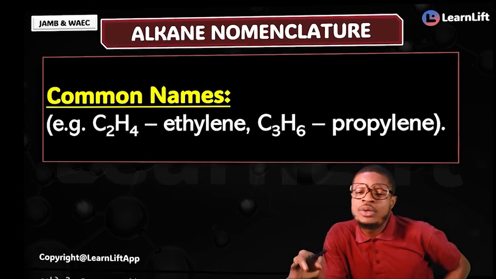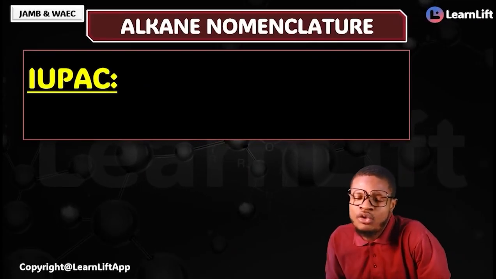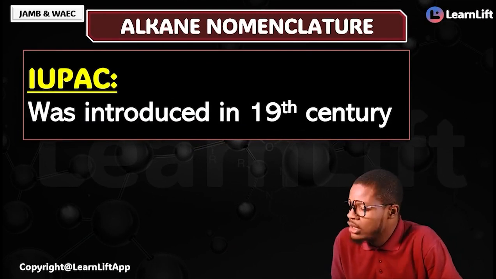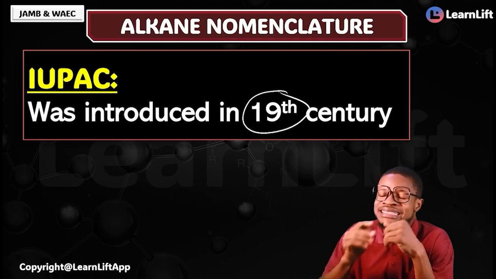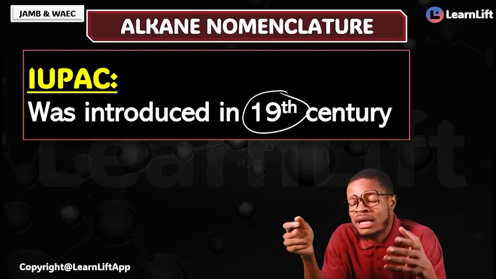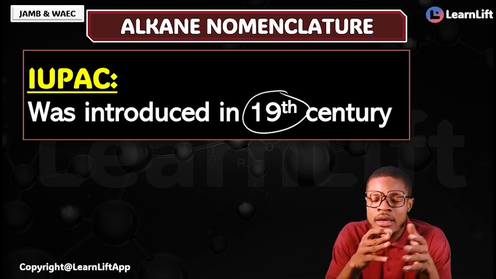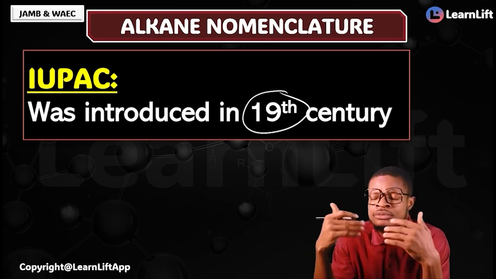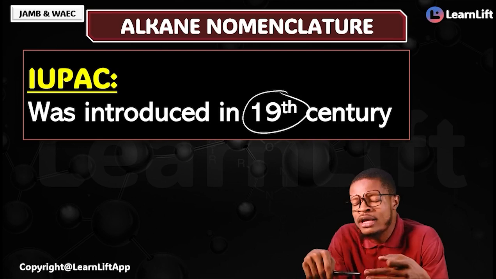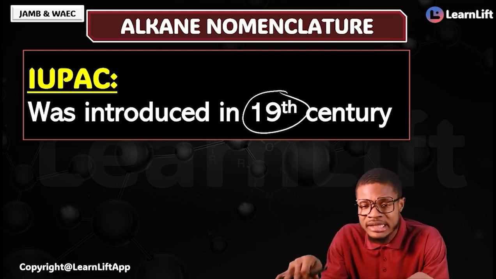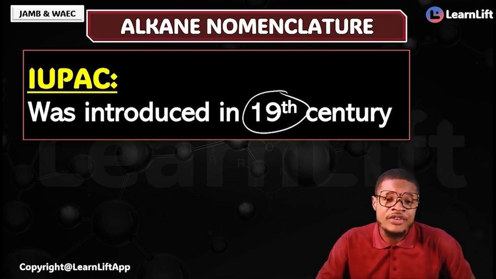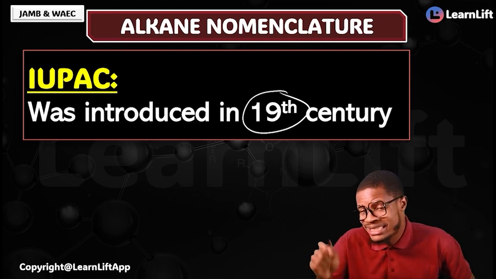Aside from the common names, we now have the IUPAC nomenclature, International Union of Pure and Applied Chemistry. It was introduced in organic chemistry in the 19th century. Ever since then, it is the IUPAC nomenclature we have been following because it is the standardized format of naming compounds. Even if you are in the UK, India, Nigeria, Pakistan, or anywhere around the globe, the name is the same. So we're going to dwell on IUPAC names for everything. When they say alkane nomenclature, it is the IUPAC we're referring to.